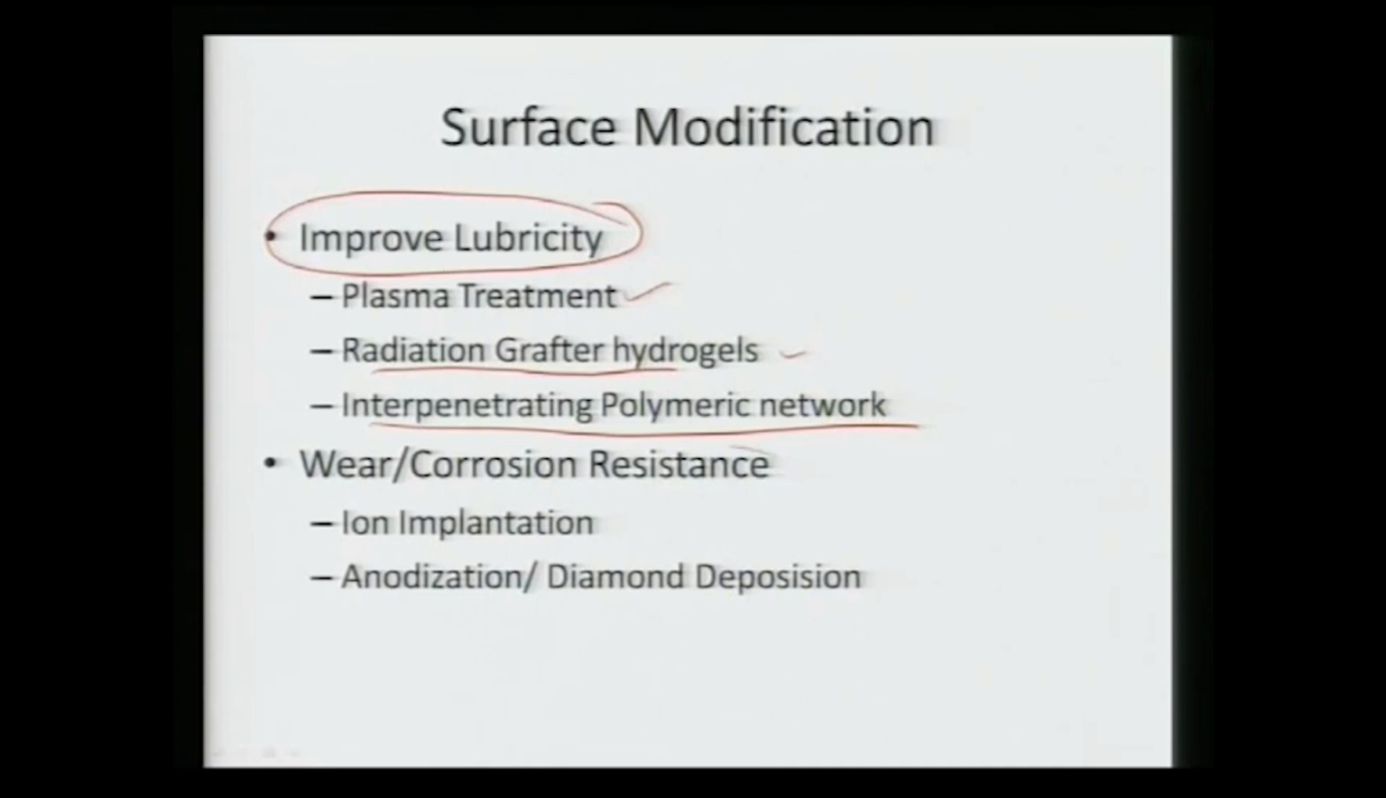And in some cases we also want to enhance the life of a particular device or implant. We also want to improve its wear resistance and corrosion resistance. That can be achieved by ion implantation or by anodization or diamond deposition. So, either by diamond deposition or anodization, we can enhance the wear and corrosion resistance of the implant or the device material.